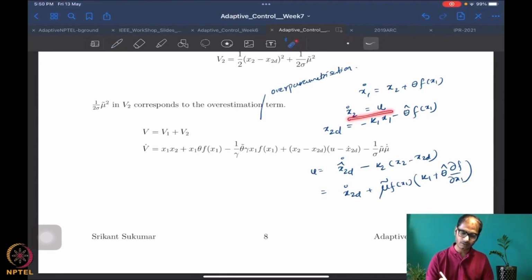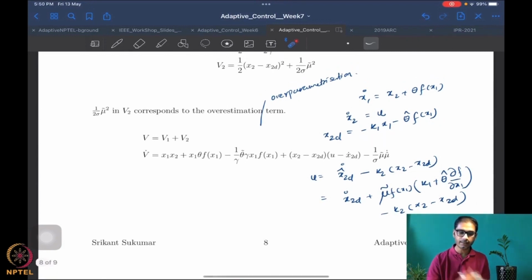So u is in terms of the x2 hat desired dot, and x2 hat desired dot is in terms of the x2 desired dot. So this is minus k2 (x2 minus x2 desired), right? So this x2 hat desired is this guy, and minus k2 (x2 minus x2 desired) is this guy. Okay, and x2 desired itself is this. So now I take the derivatives diligently and complete the analysis.